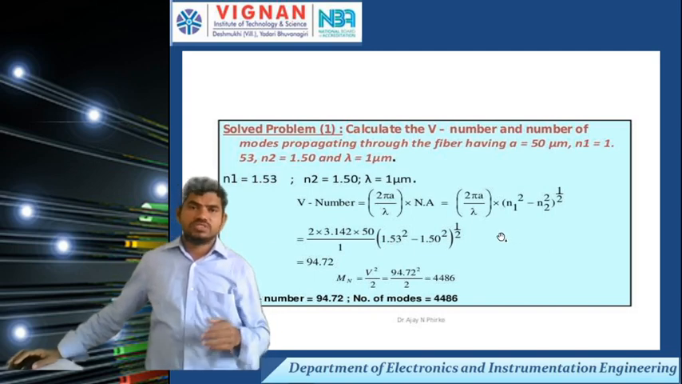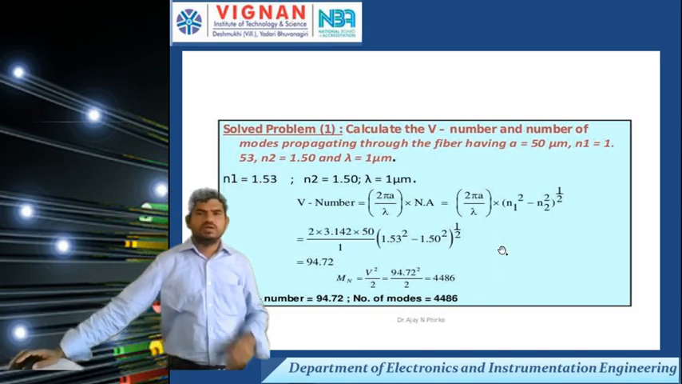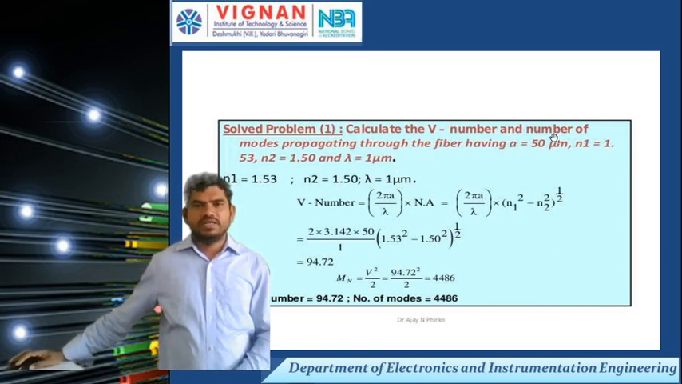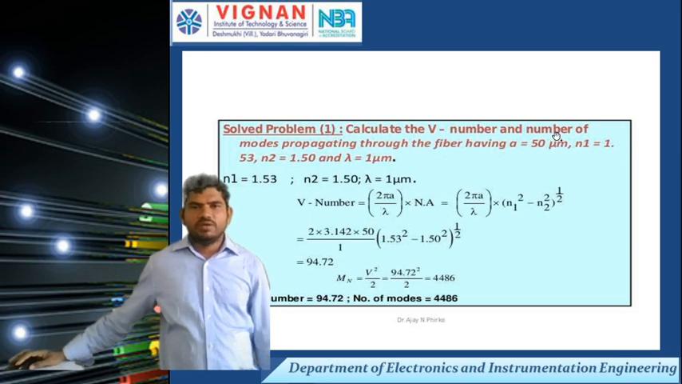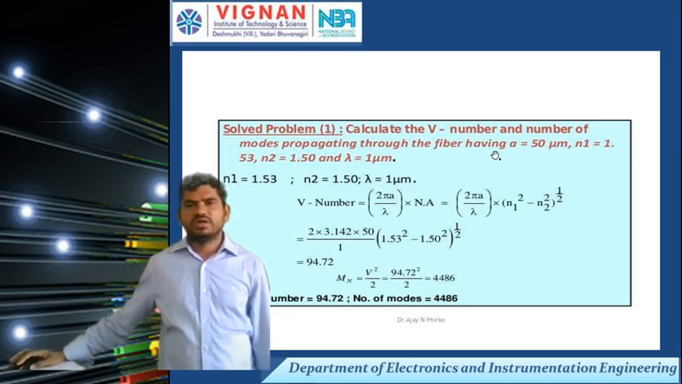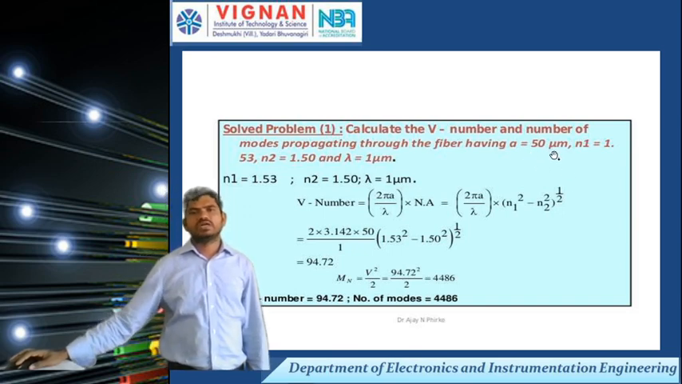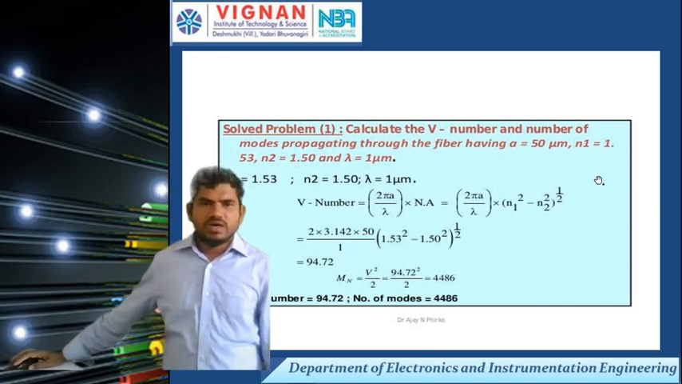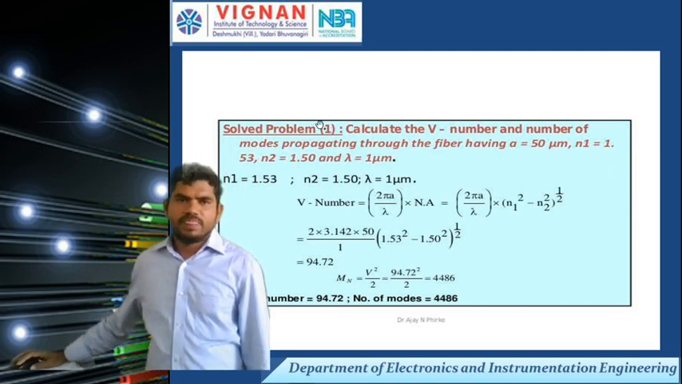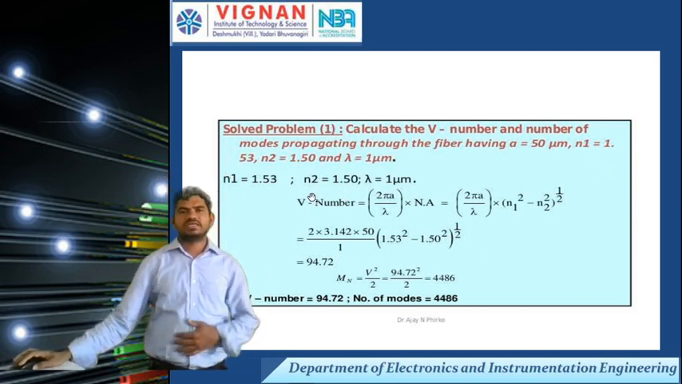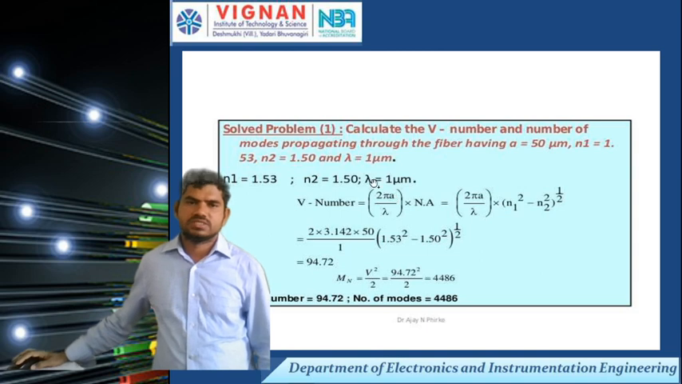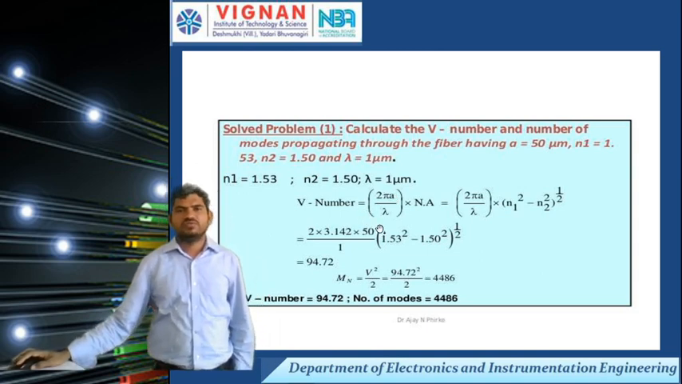Now coming to the problem, one simple problem related to the V number. The problem is: calculate the V number and the number of modes propagating through an optical fiber having a core radius of 50 micrometers. The refractive index of the core n1 is equal to 1.53, the refractive index of the cladding n2 is equal to 1.50, and lambda is equal to 1 micrometer.